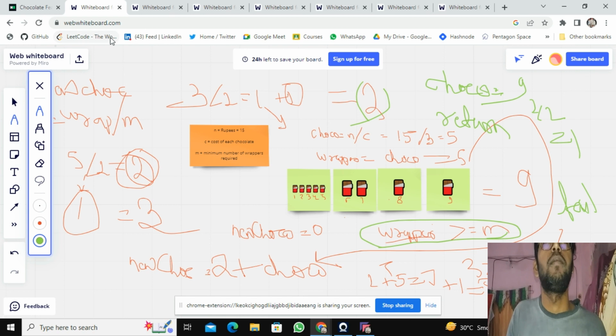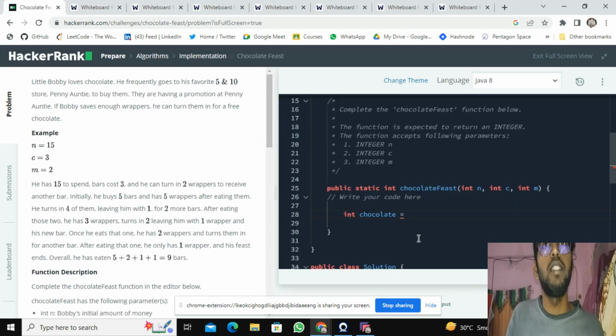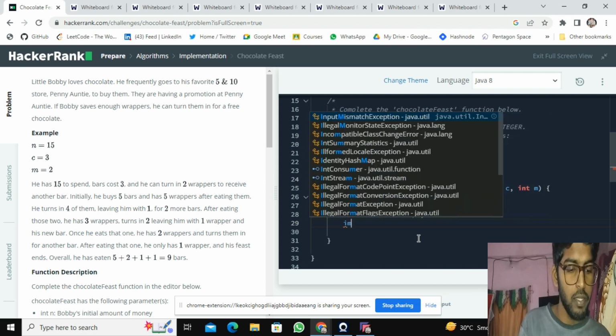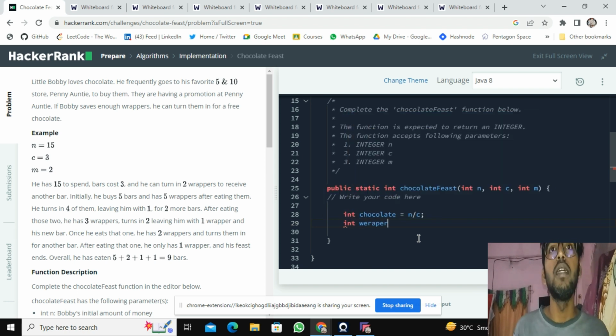N divided by C. Initially, this is the amount of money, divided by the cost of each chocolate, so N divided by C. And then how many wrappers will there be? The wrappers will be the same as the number of chocolates, because each chocolate is wrapped with a single wrapper only.